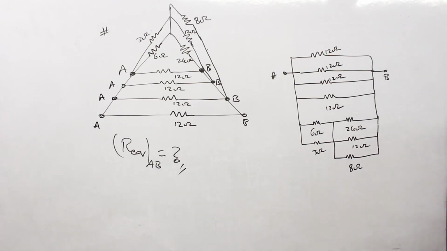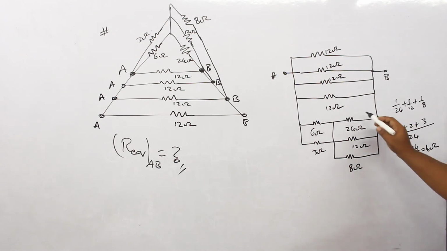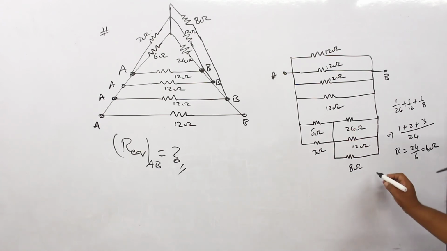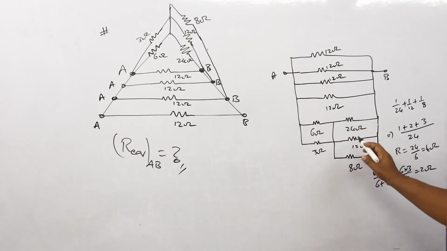Okay, ma? Come on. So if I take the LCM of these 3, so 1 by 24 plus 1 by 12, sorry, plus 1 by 8. Okay, ma? So LCM of all these 3 is 24 itself. So 1 plus 2 plus 3. So therefore our equivalent resistance of this will be equal to 24 divided by 6. So 4 ohms. So resistance of this total combination is 4 ohms. Next 6 and 3, they are connected in parallel combination. So therefore 6 into 3 divided by 6 plus 3. Okay, ma? So 6 into 3 divided by 9. So 2 ohms. Okay. So this is 2 ohms and this one is 4 ohms.